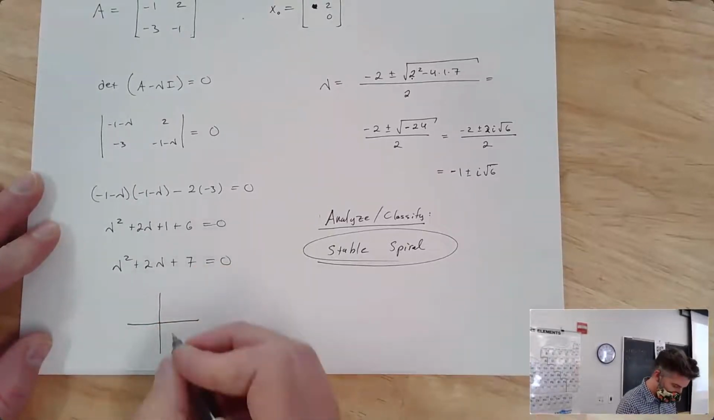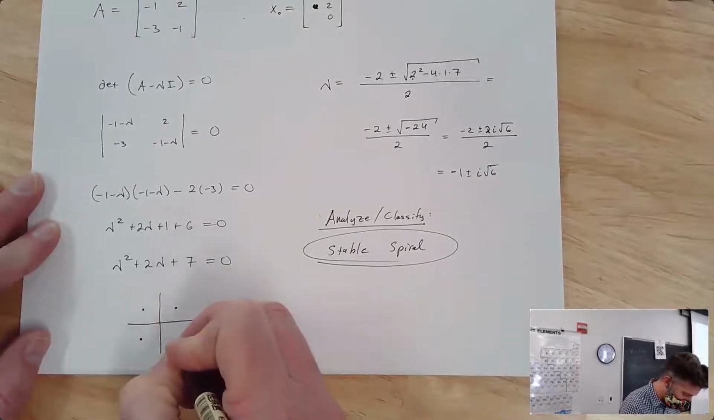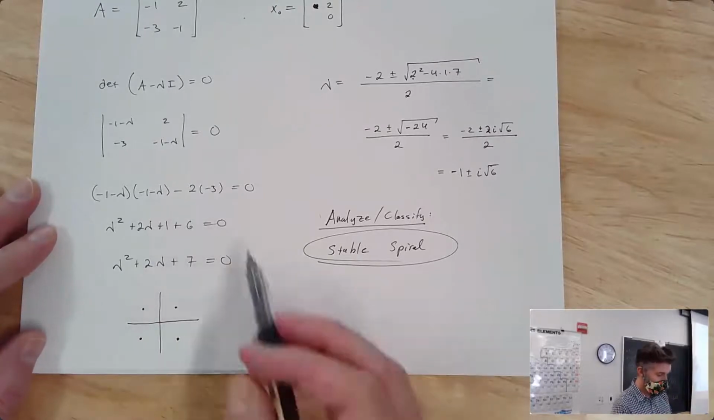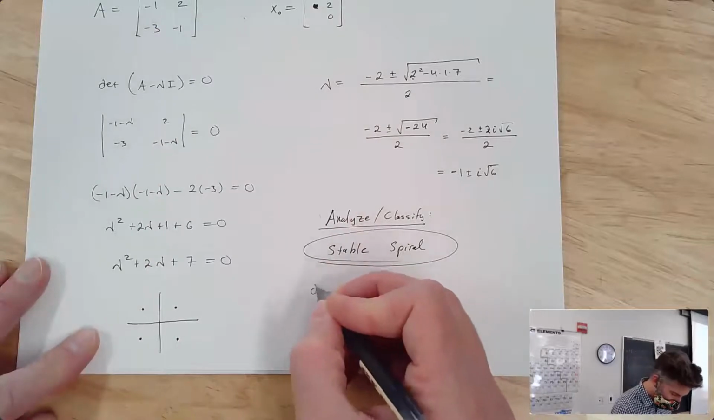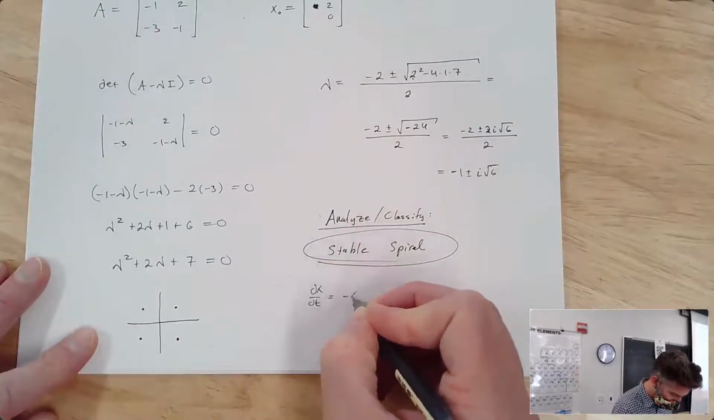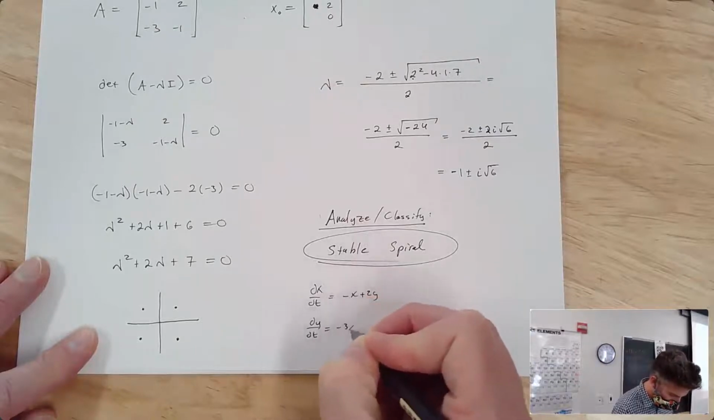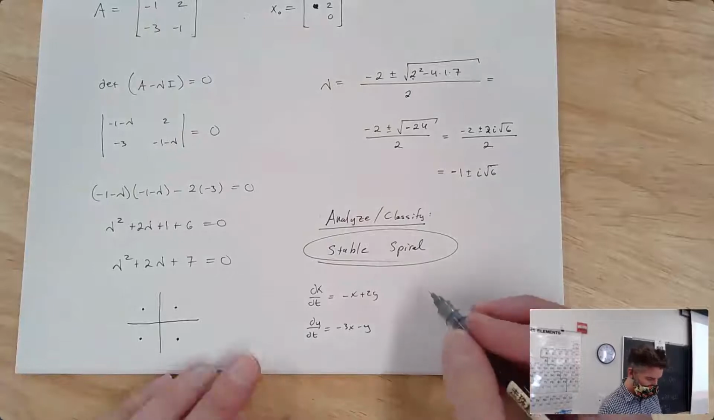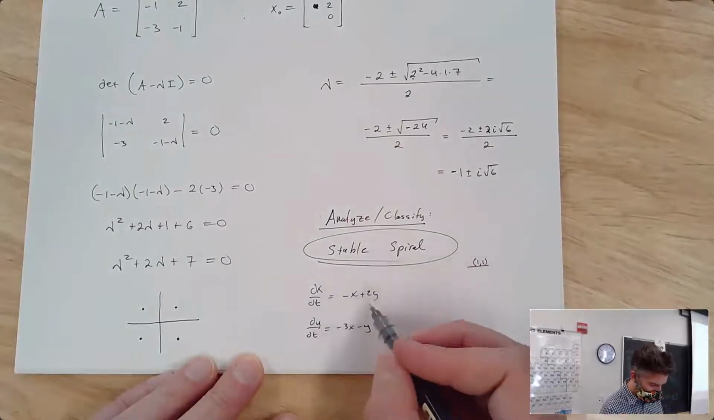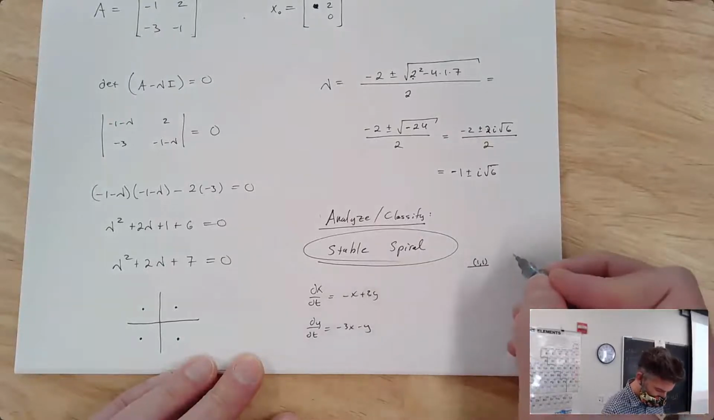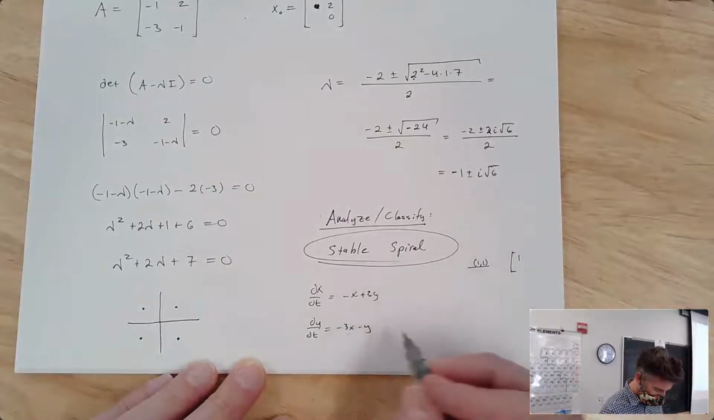And I'm going to plug in points like (1, 1), (-1, 1), (-1, -1), and (1, -1) into my system of differential equations. Because really what this means here is dx/dt equals -x + 2y, and dy/dt equals -3x - y. So if I plug in (1, 1), what do I get? Well, dx/dt is going to be -1 + 2, and dy/dt is going to be -3 - 1.